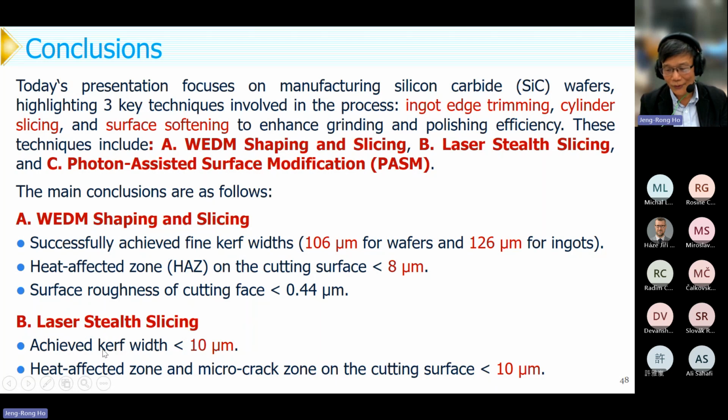And the second technique is laser slicing. We can achieve a kerf of less than 10 microns. This is a tremendous reduction of kerf width. And the heat affected zone and the micro crack zone on the cutting surface are also less than 10 microns. So that means in total we only need to polish away about 20 microns. The material waste will be geometrically reduced.